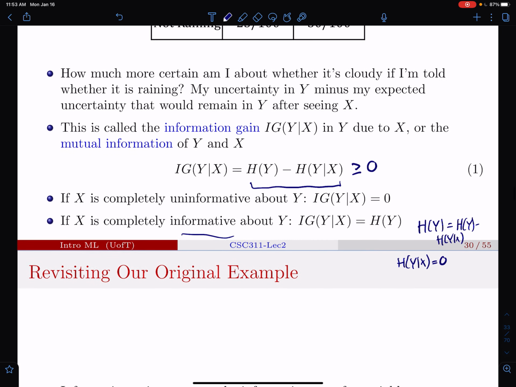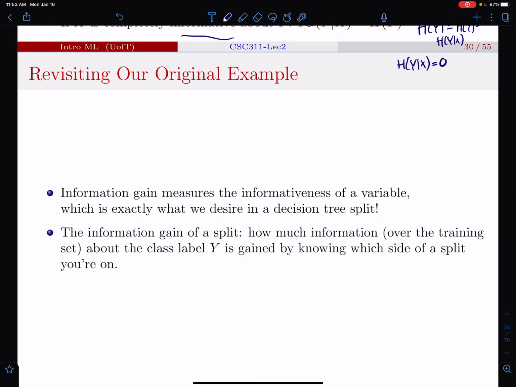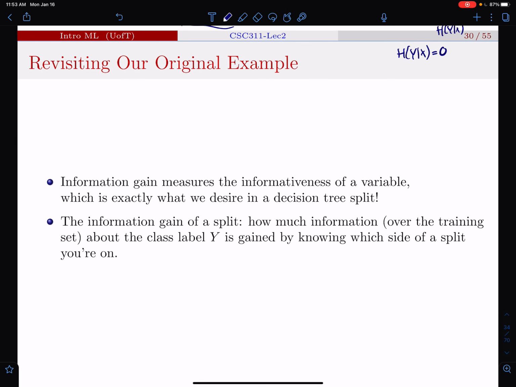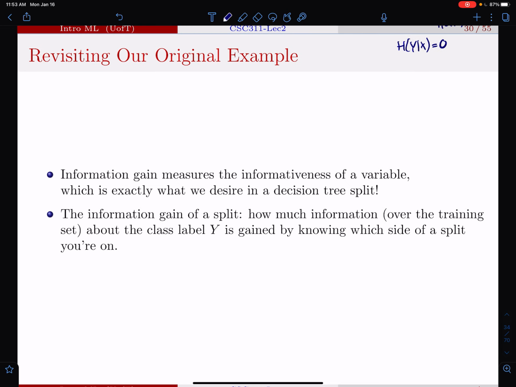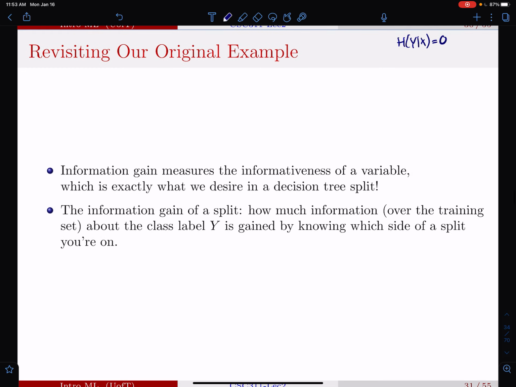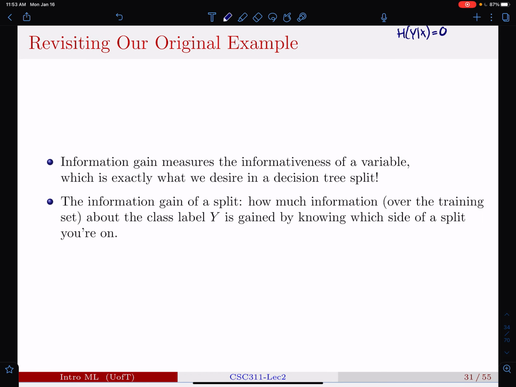Okay, I think we can finally circle back to decision trees now. So information gain basically measures the informativeness of a variable, which is what we want when we're considering possible splits in decision trees. Remember, we're trying to go back to using our data to decide which splits we want to consider. The information gain just tells you how much information you're gaining. So we're trying to pick splits that maximize our information gain.